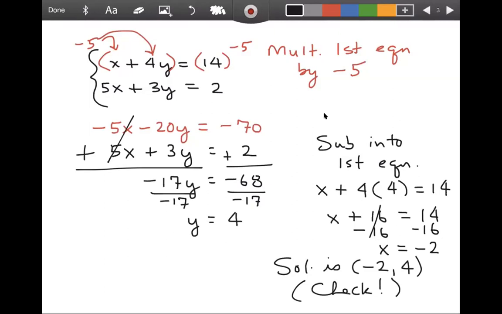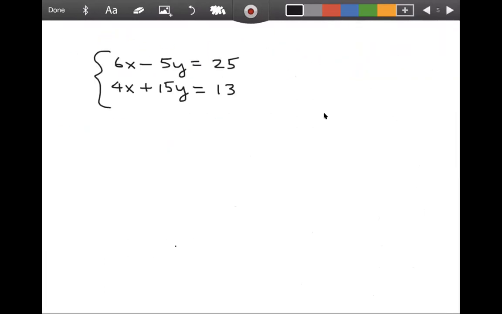All right, next example. In the next example, I'm going to ask you to think about what number you should multiply on one of these equations to get opposite coefficients. We have 6x minus 5y equals 25. 4x plus 15y equals 13. We don't have any opposite coefficients right now. But if you multiply one of these equations by a number, you will get opposite coefficients. So can you decide which equation and what number?